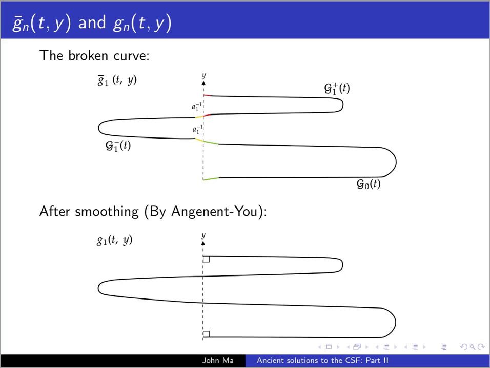The point is that there's a smoothing process introduced by Angenent and Yu, after which, in this picture, G bar of 1 becomes G of 1. G of 1 will look like the Grim Reapers on the tip regions, but it's smooth along the y-axis. In particular, they form a right angle at the endpoint, so that when you reflect this G1, you glue it to become a smooth immersion.